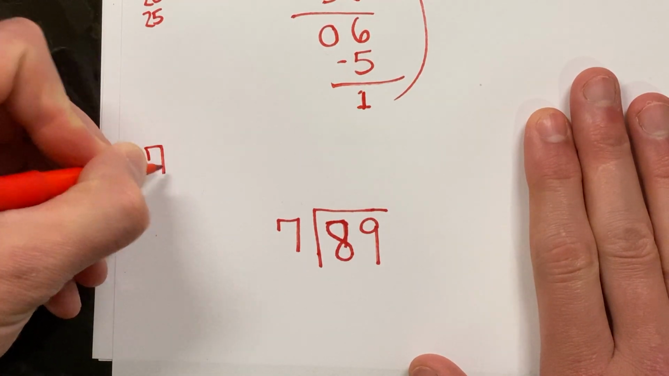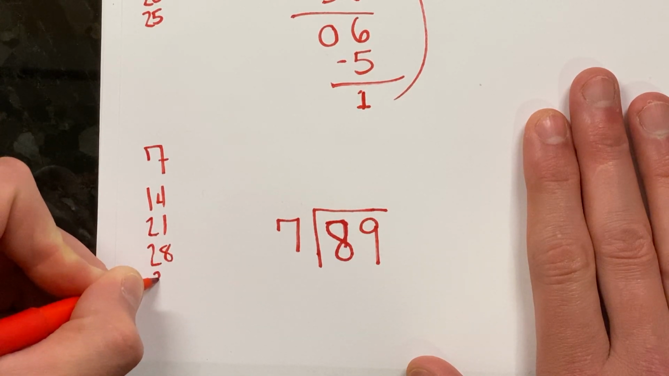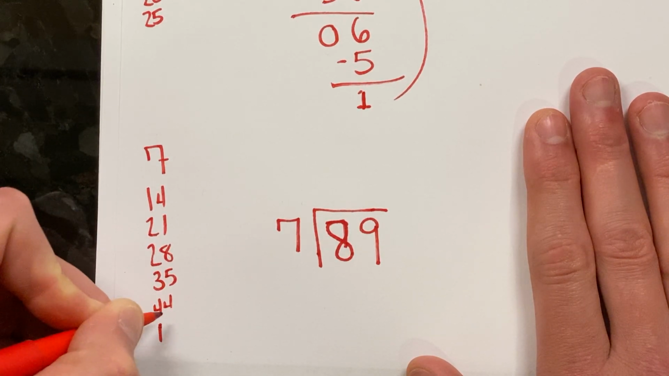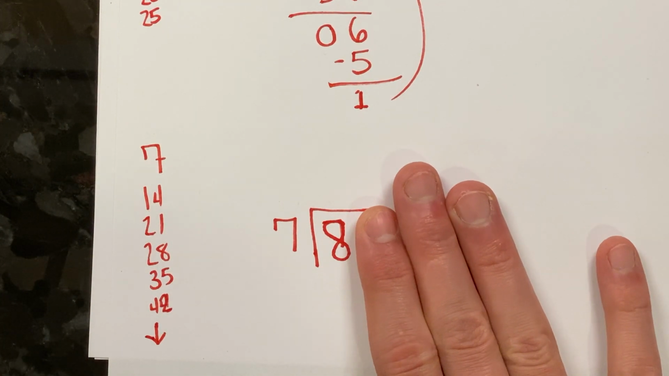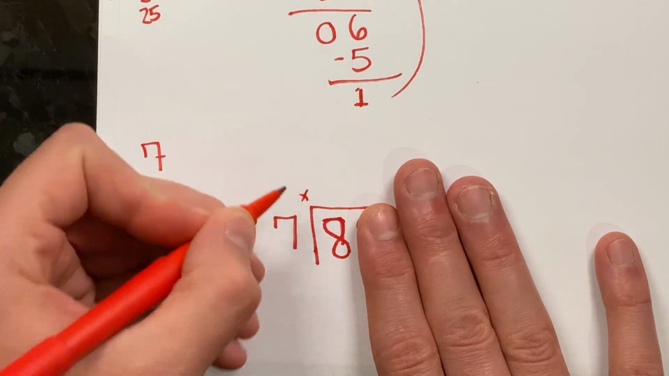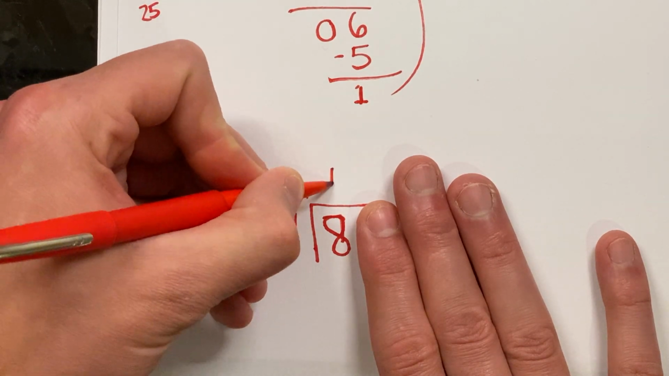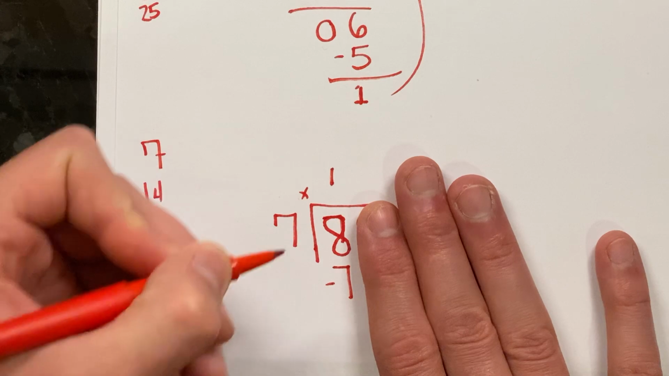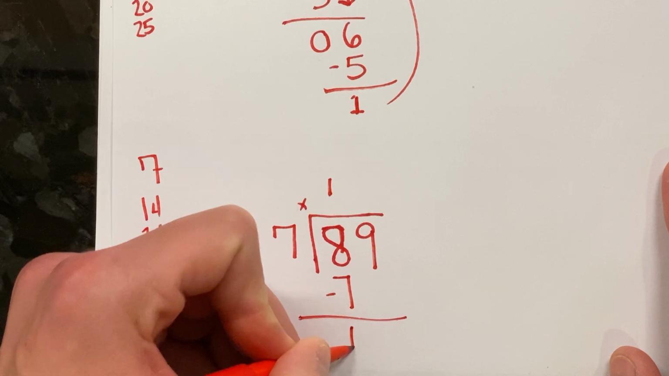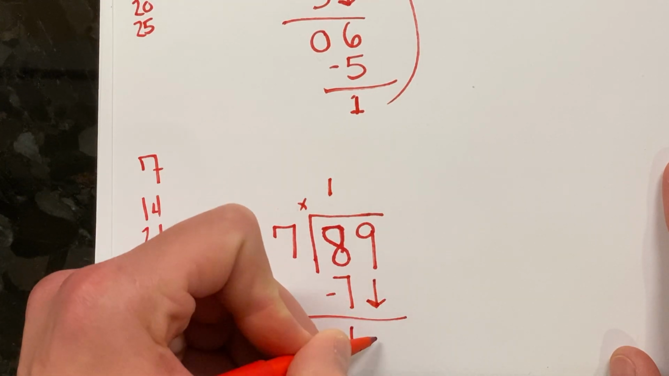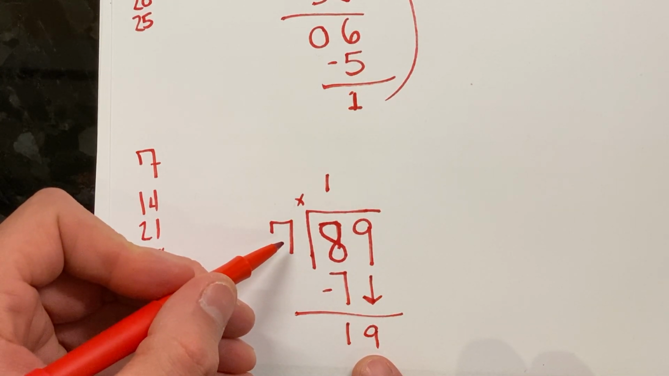Let me list out a couple of my multiples. 7, 14, 21, 28, 35, 42, and so on and so forth. Cover it up. How many times can I multiply 7 before it gets too big for 8? Just once. 7 times 1 is 7. I multiply, I subtract. 8 minus 7 leaves me with 1, and I bring my 9 down. My new division problem is 19 divided by 7.